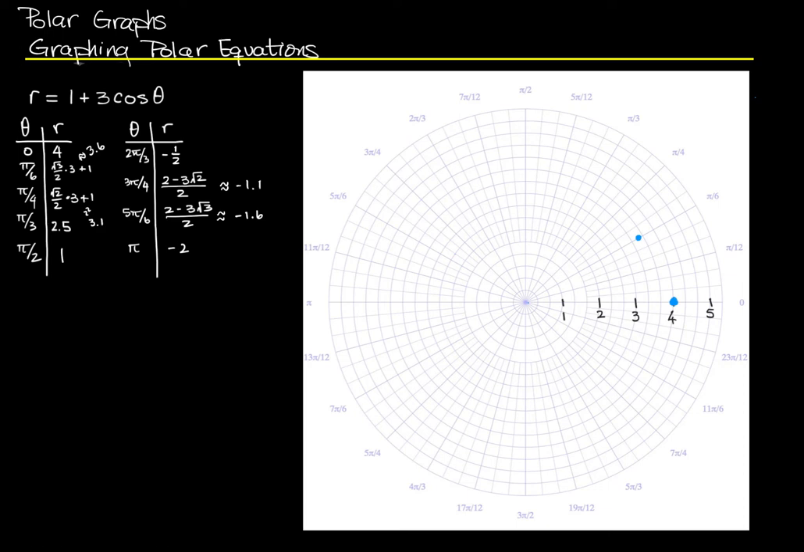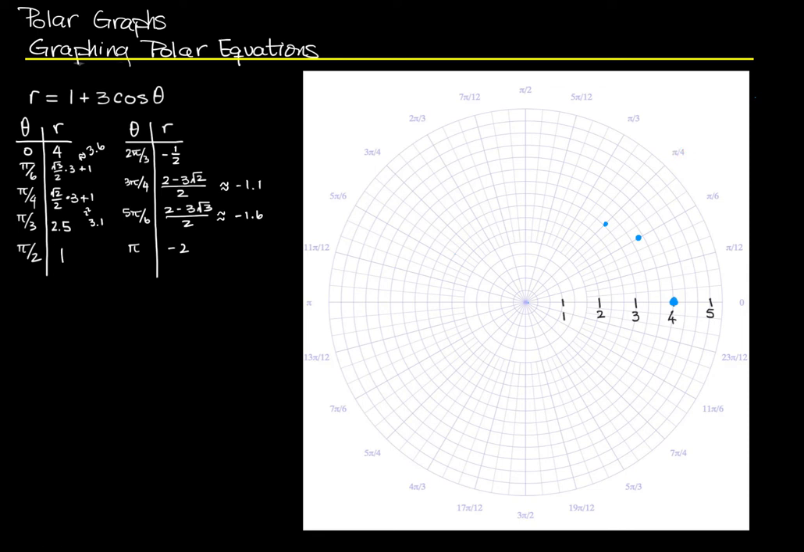My next point is pi over 4, about 3.1. So that's going to put me somewhere along this line, somewhere just beyond the circle with radius 3. So that's going to put me about there.